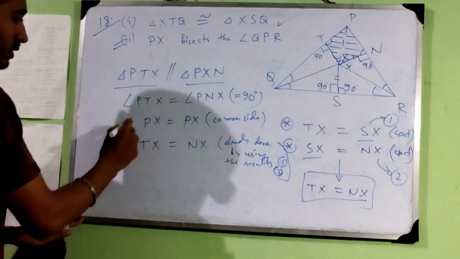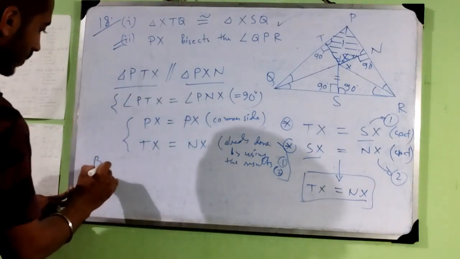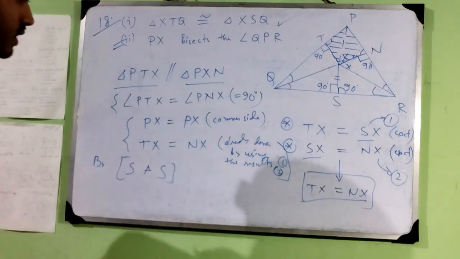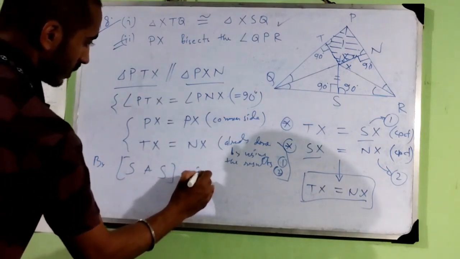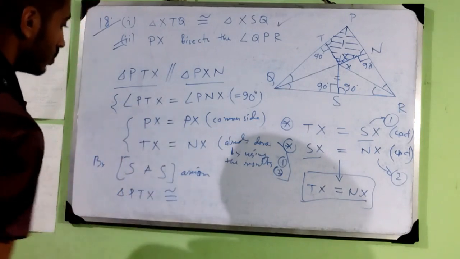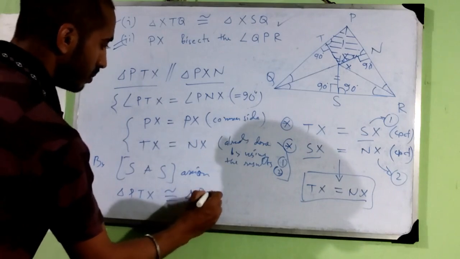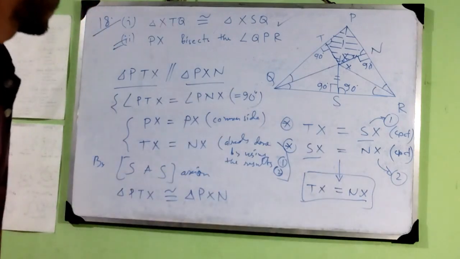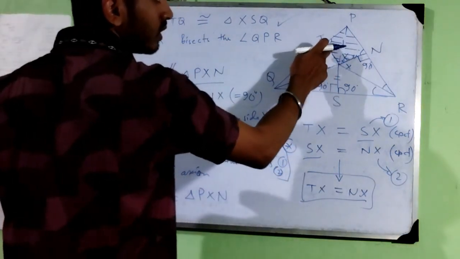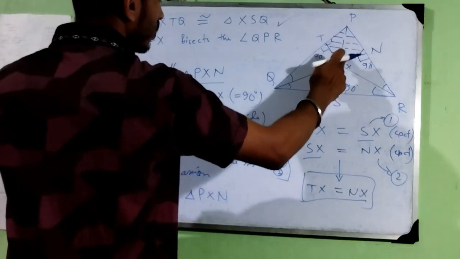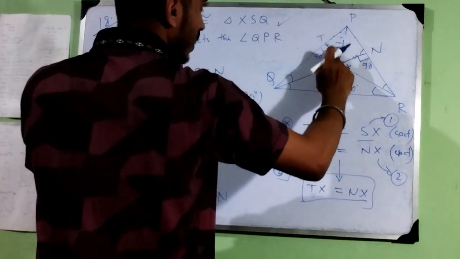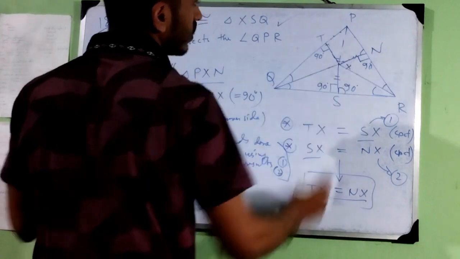Okay, so two sides and one angle. By the side angle side axiom, triangle PTX is congruent to triangle PXN. Nice. By using this, we get that these two triangles will be congruent, that is, this portion and that portion will be congruent with each other. So this triangle and that triangle are congruent. Nice.